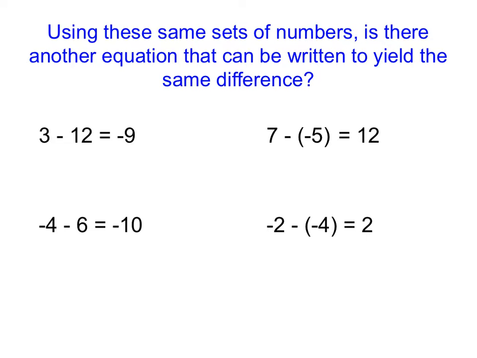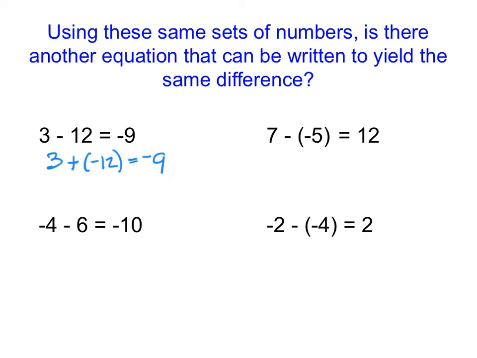So let's look at the first problem. I have 3 minus 12 equals negative 9. That's a true statement. Can I write another equation to yield the same difference? Well, I can. What if I take 3 and I add a negative 12 to it? We already know how to do that math. Same signs add and keep, different signs subtract. 12 minus 3 would be 9, and it would be negative because there are more negatives than positives.